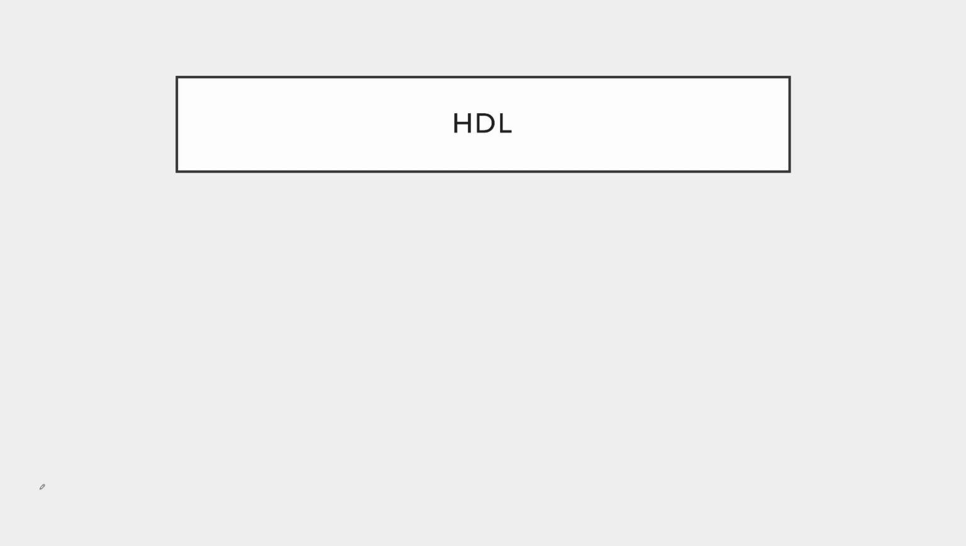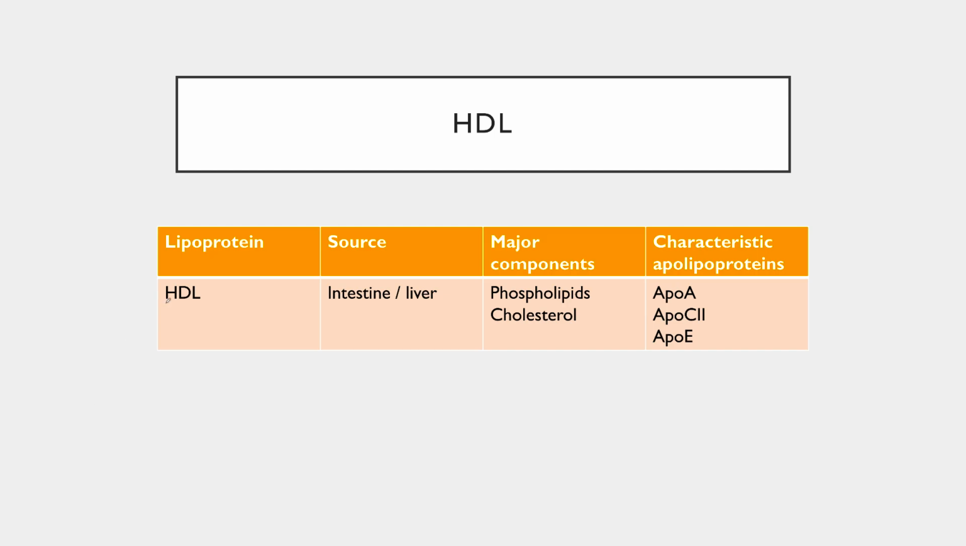So I want to start by saying that HDLs are slightly different than our other lipoproteins we've been discussing. The principal function of HDLs, or high-density lipoproteins, is to transport excess cholesterol obtained from peripheral tissues back to the liver. These particles can be generated by several mechanisms. However, they're primarily secreted from the liver and the intestine.